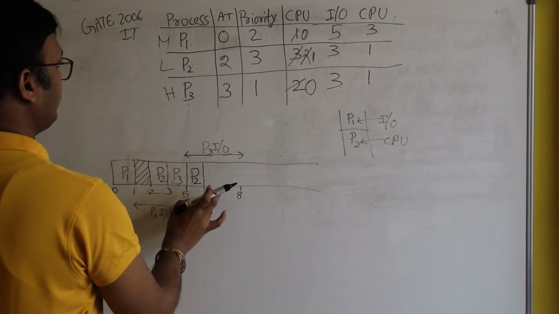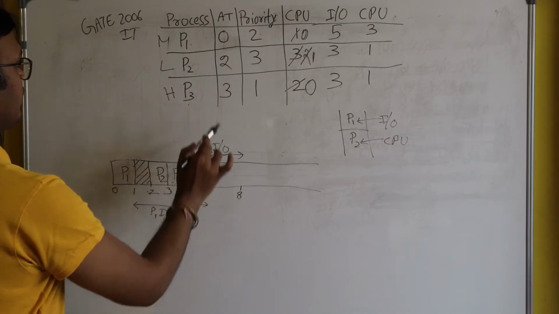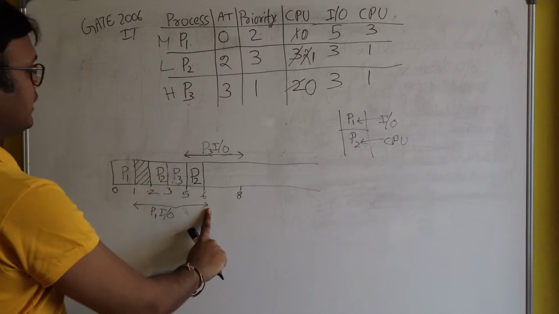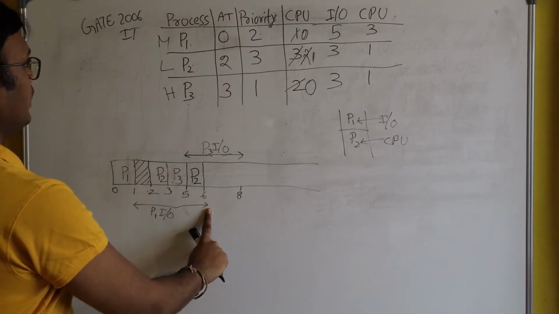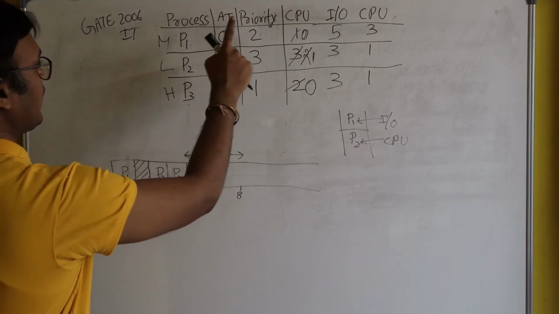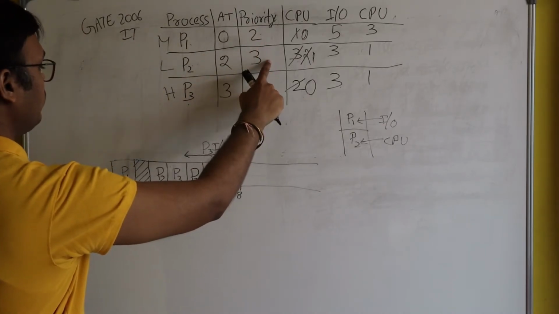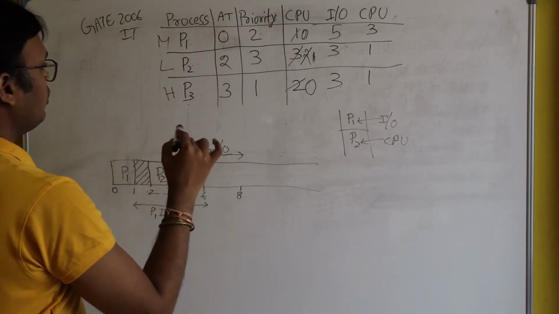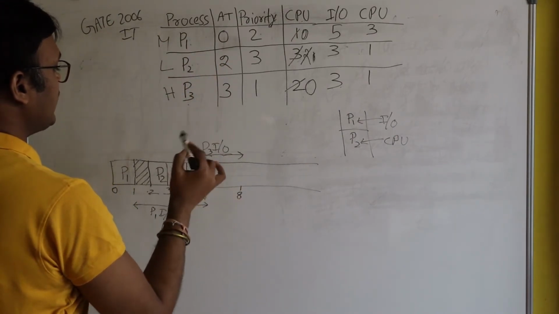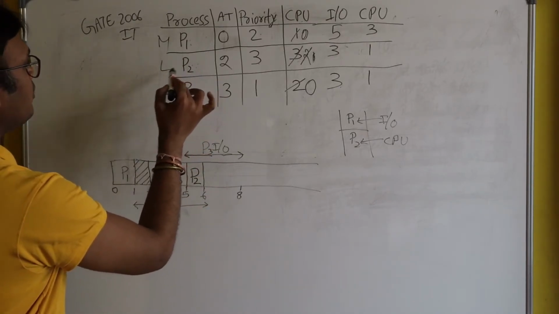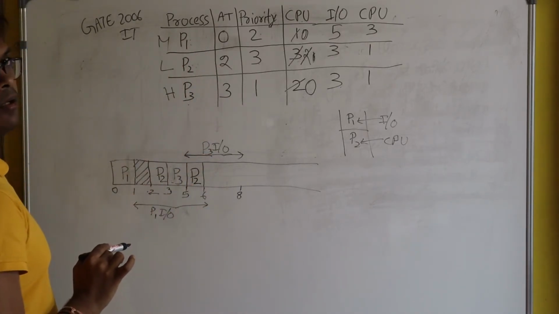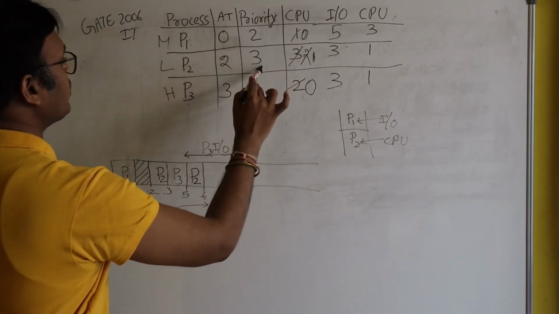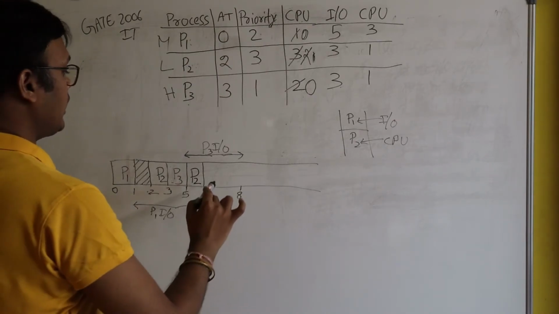After this, at the 6th second, process P1 again came, because process P1 completed its IO at the 6th second. Since process P1 has higher priority than process P2, when process P1 came again, the CPU has to be snatched from process P2 and given to process P1. Why? Because process P1 has higher priority. That's why. So here I will write process P1.